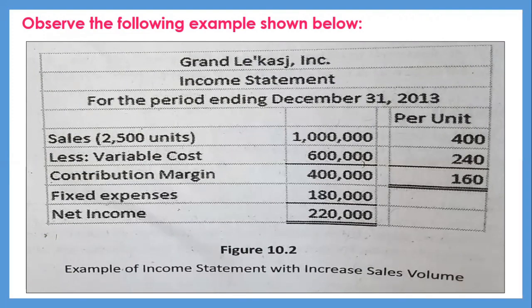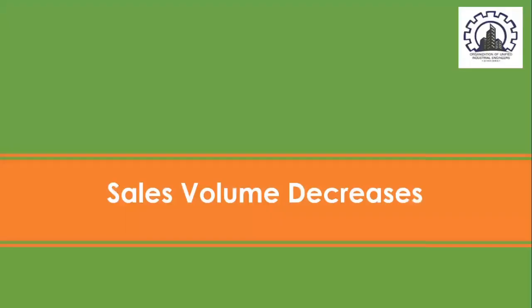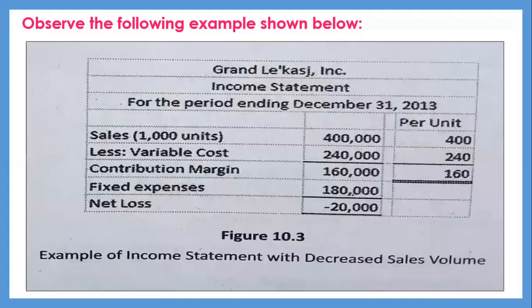As you can see, as the total number of units sold increases from 1,500 units in the previous example to 2,500 units, the sales and the variable cost increase in direct proportion, while the fixed cost has remained constant regardless of the volume of sales. The company's profits increased from 60,000 pesos to 220,000 pesos.